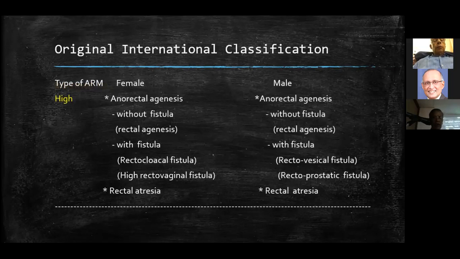And in the previous slide, let me stress the fistula also. For the high anomaly, on the female side, there is high rectovaginal fistula or rectocloacal fistula. And on the male side, rectovesical fistula, that means the rectum is connected to the bladder, and rectoprostatic fistula, that is to the bladder neck and prostatic area. So that is the communication in the male.